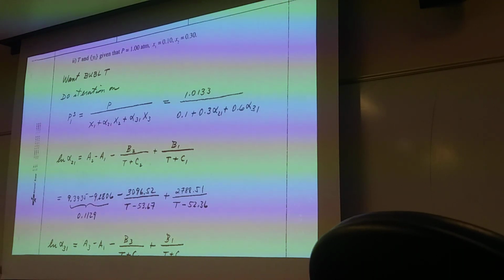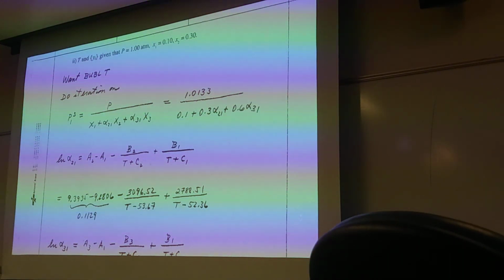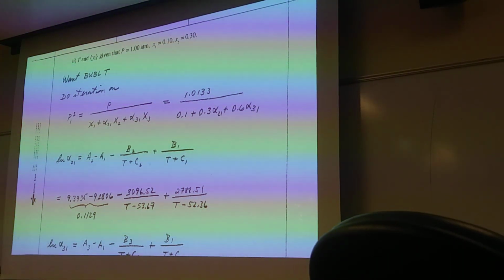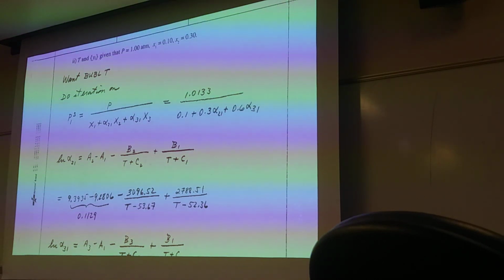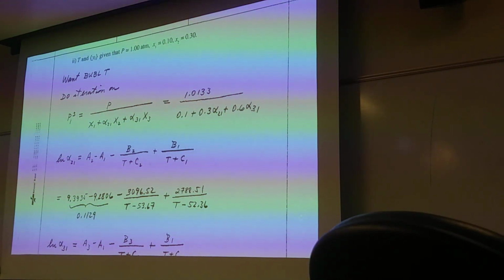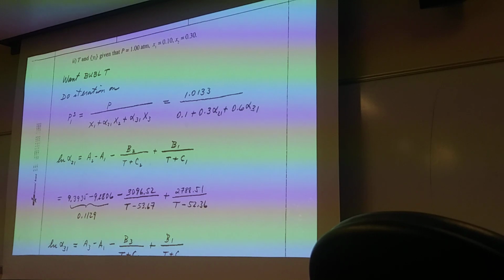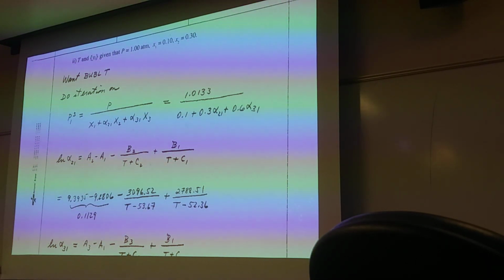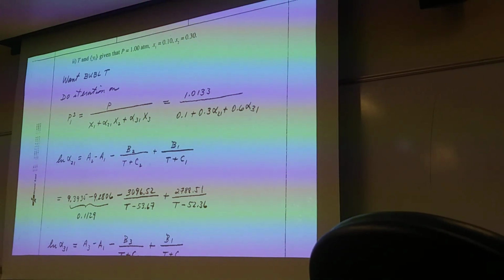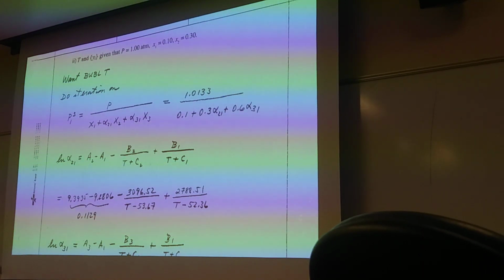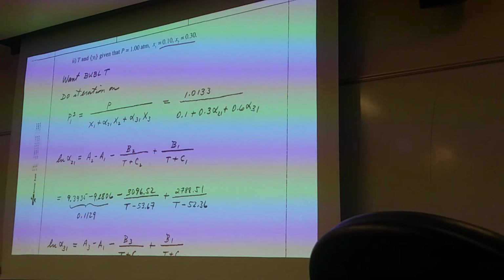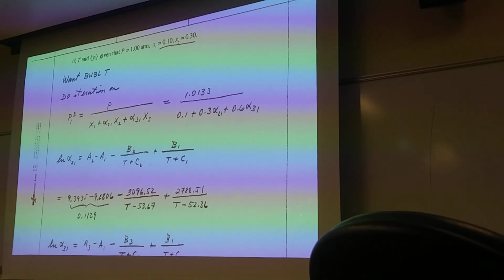In part 2, you're given T and the vapor phase composition at a pressure of 1 atmosphere. And you want to calculate T and the vapor phase composition, given that the pressure is 1 atmosphere and the liquid phase composition is given here. So what we want is the bubble point temperature.